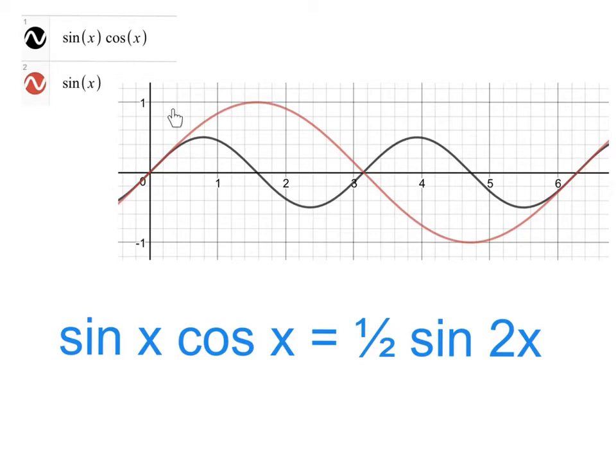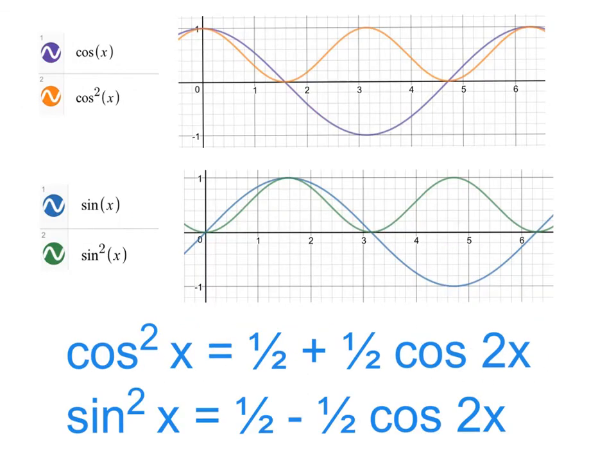in half the time that sine x would take to complete it. So that would be 2x, or it halves the period. So we can say that sine x times cosine of x is 1/2 times sine of 2x.